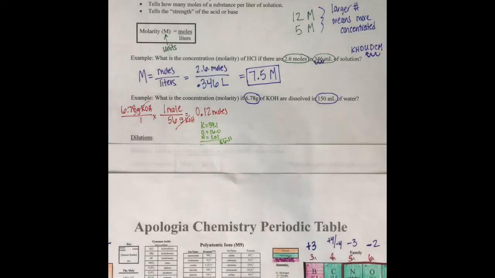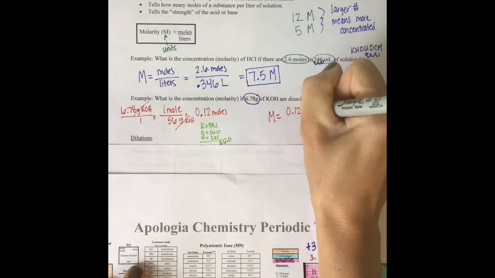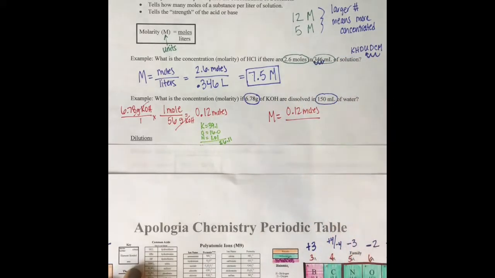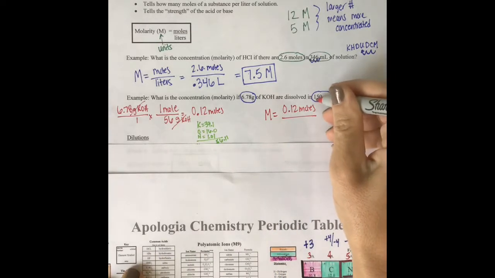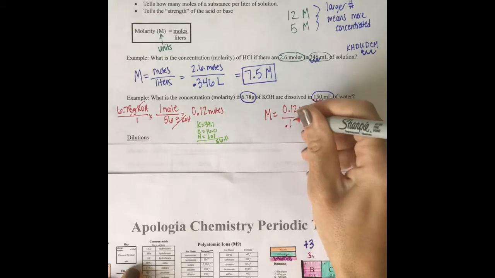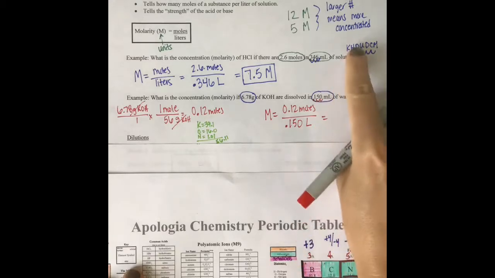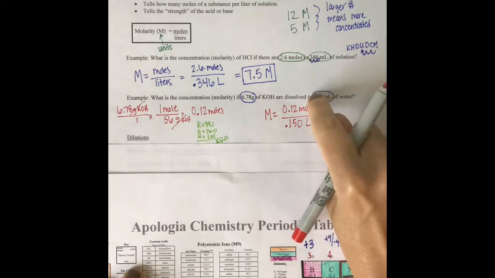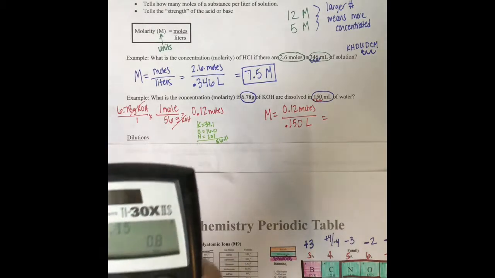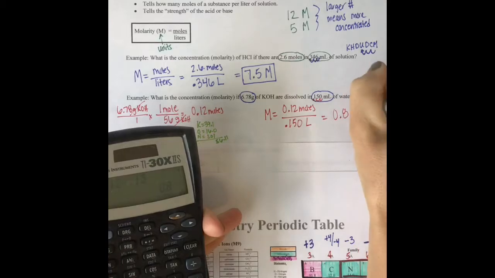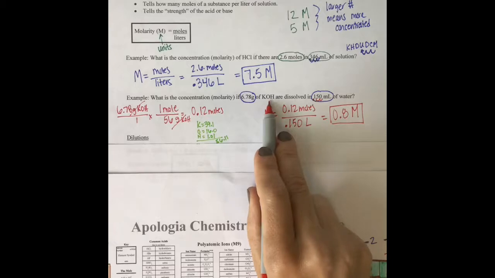Okay, now you are set up to use your molarity equation. Moles go on the top and liters go on the bottom. 150 milliliters is the same as 0.15 liters. And you can see in our problem above, you can go back and review how we moved our decimal point. So putting that in your calculator, you get 0.8 molar for the strength of our potassium hydroxide.